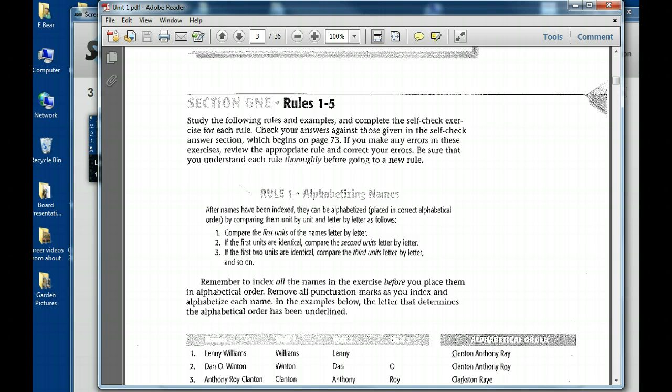Remember to index all the names in the exercise before you place them in alphabetical order. Remove all punctuation marks as you index and alphabetize each name. In the example below, the letter that determines the alphabetical order has been underlined.